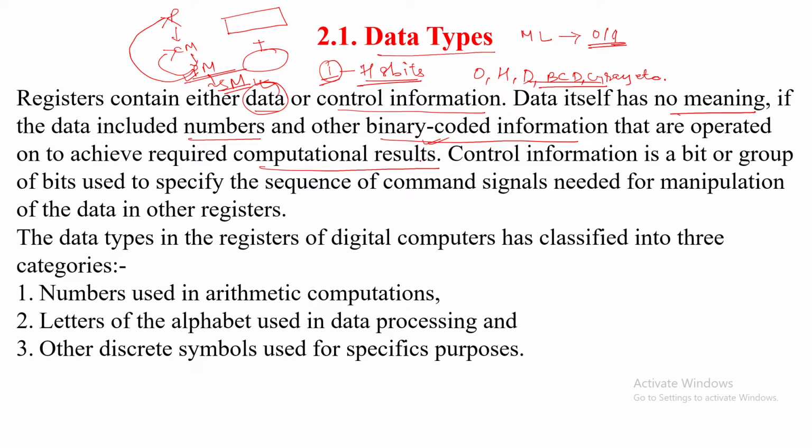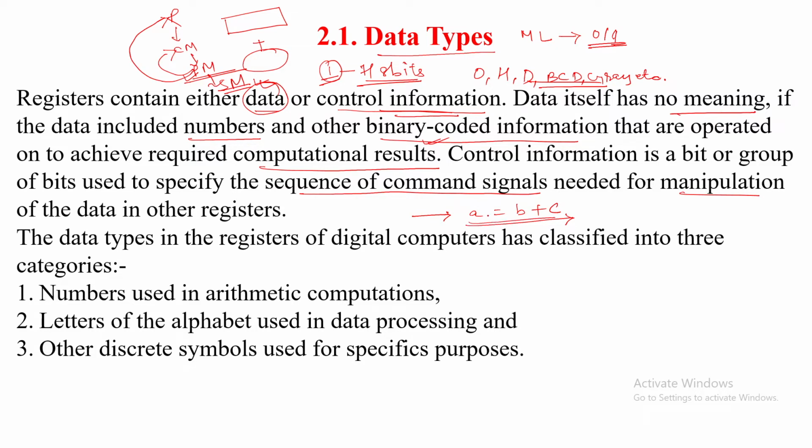For accurate results, what is control information? It is a bit or group of bits used to specify the sequence of command signals needed for manipulation of the data in other registers. That means whatever commands we type as a user, it is a sequential command. For example, A equal to B plus C. The user wants this arrangement of the data.